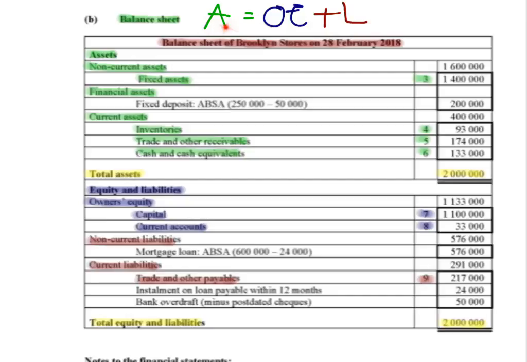So when I look at my assets, I have two types of assets. I have non-current assets and I have current assets.